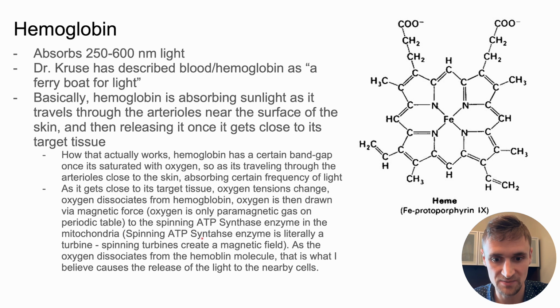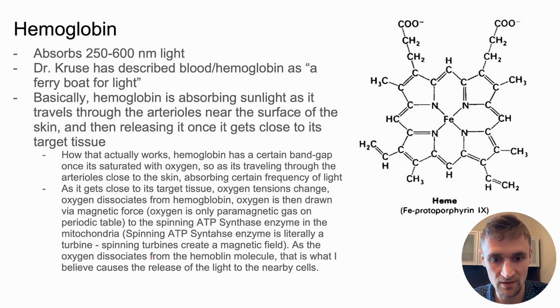The spinning ATP synthase enzyme is literally a spinning turbine. And when an electric current, which is present in the inner mitochondrial membrane via the electron transport chain, runs through a spinning turbine, it creates a magnetic field. Then oxygen, which is a paramagnetic gas, is drawn to this ATP synthase enzyme. And it is the terminal electron acceptor, so it accepts the terminal electron at cytochrome 4 in the mitochondria. So as the oxygen disassociates from the hemoglobin molecule and is drawn to the ATP synthase enzyme's magnetic field, this is what I believe causes the release of light to the nearby cells.